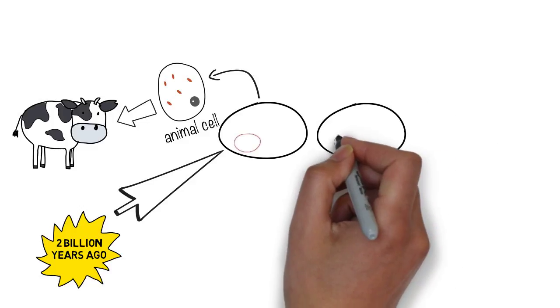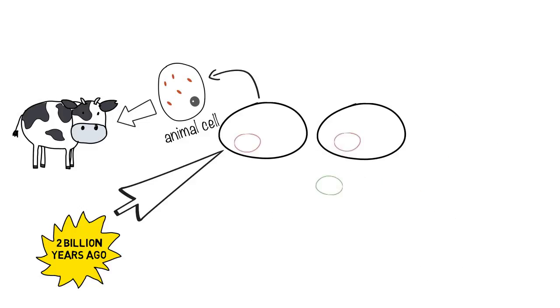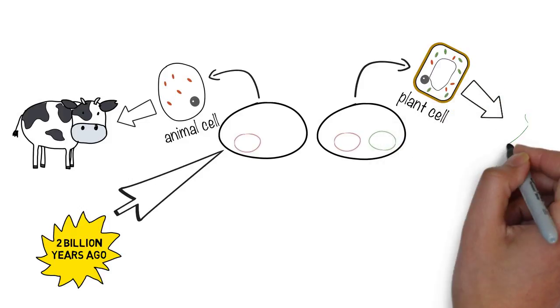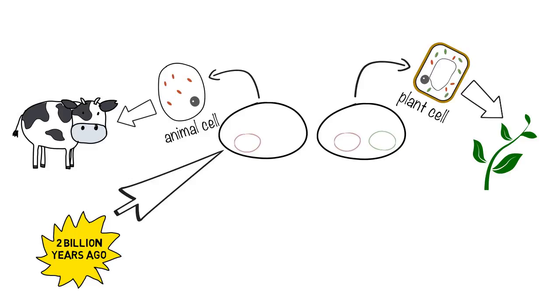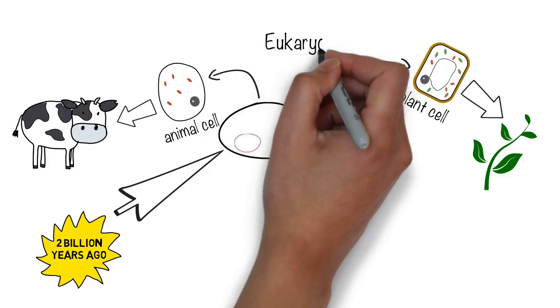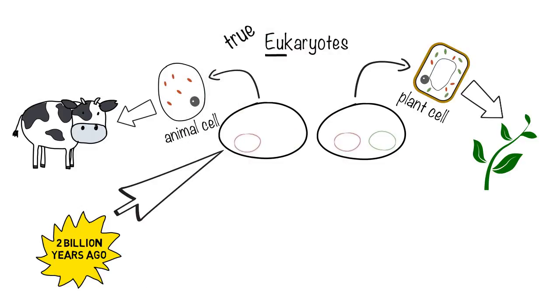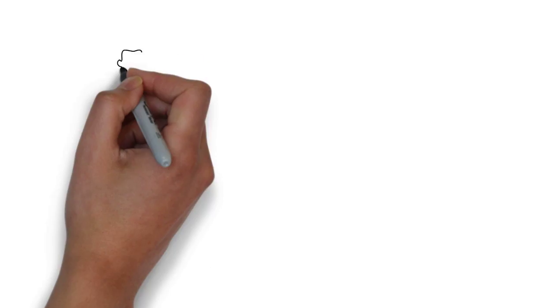And some cells also absorbed a second special prokaryotic cell, which became chloroplasts. And those newly merged cells eventually became plant cells that make up photosynthetic plants. Both plant and animal cells are eukaryotic cells, and eu just means good, well, or true. So eukaryotes are cells with a true nucleus.